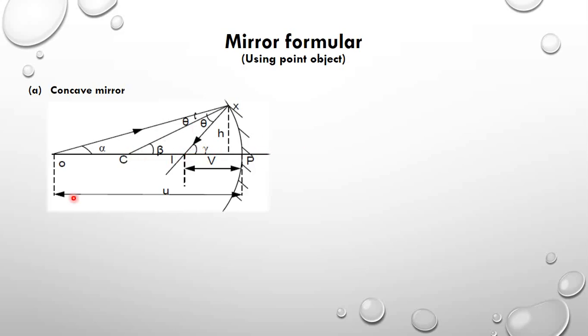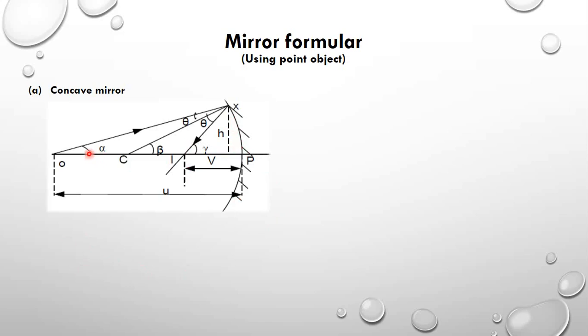Then also, we are saying that the object distance is given by U, the image distance is given by V, and then the distance from C to P is R, and it is twice of F. Now, we are going to assume that this X is close to P, and if it is close to P, then the distance XP is approximately equal to that height H. And so, we shall be in a position to use that H instead of XP.